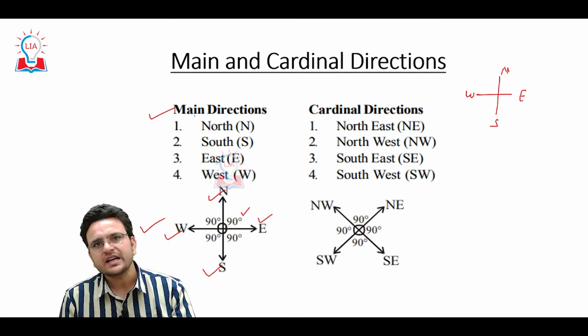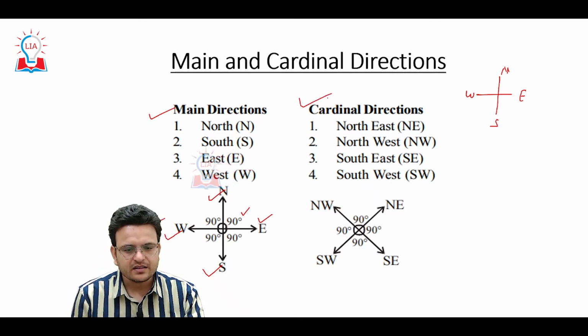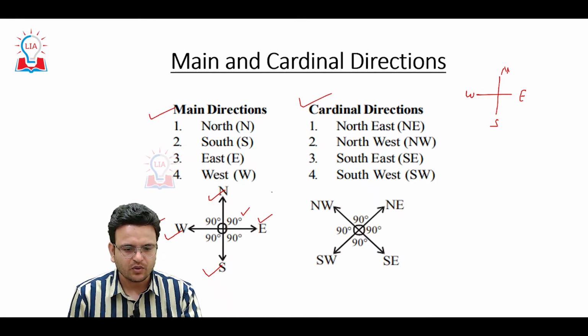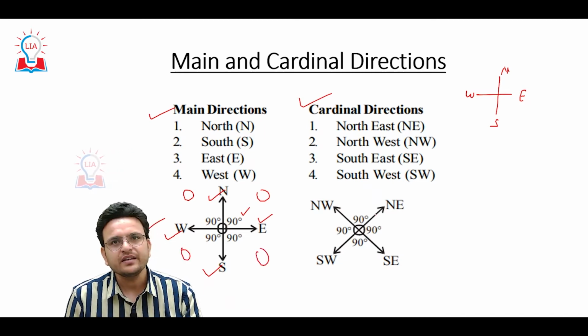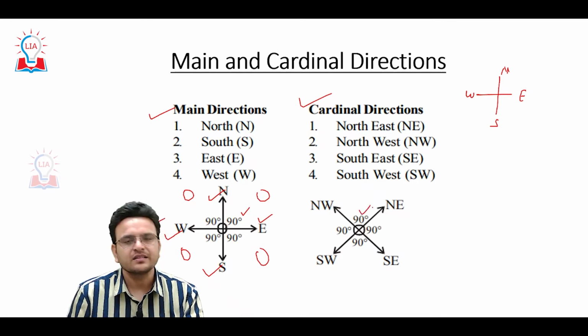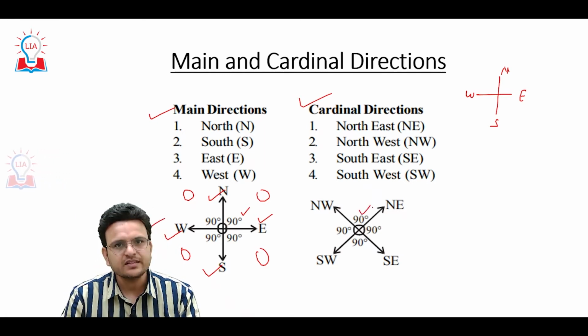Along with the main directions we have cardinal directions also, like northeast, northwest, southwest and southeast. Again, between cardinal directions also we have an angle of 90 degree. This is the basics you should know.